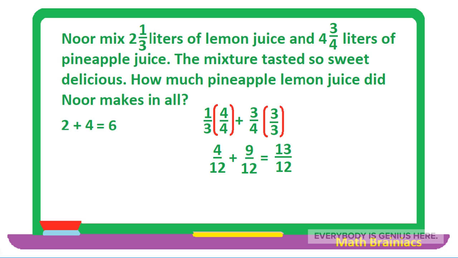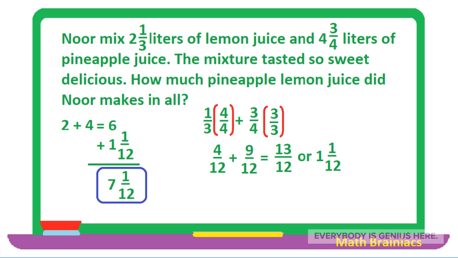We can add now the fractions since the denominators are the same. We are going to leave it as it is, and we can add the numerators. 4 plus 9 will give us 13. 13/12 is 1 and 1/12. Now we can add this to the whole number. Accordingly, 6 plus 1 and 1/12 will give us 7 and 1/12.